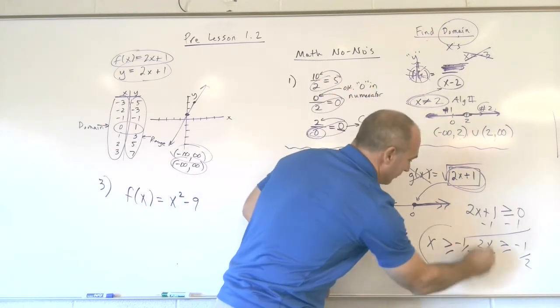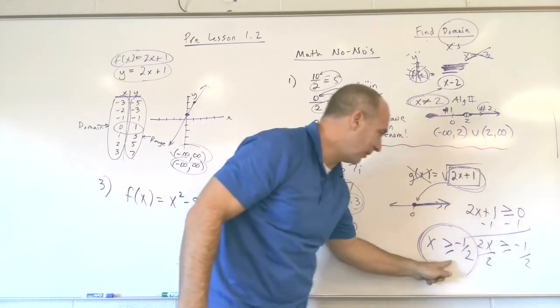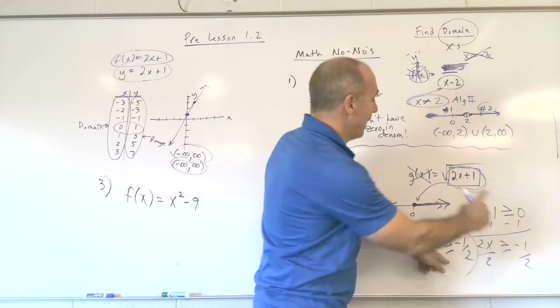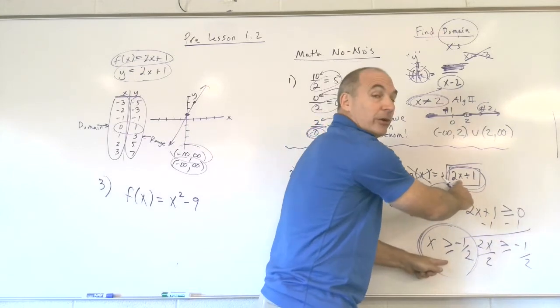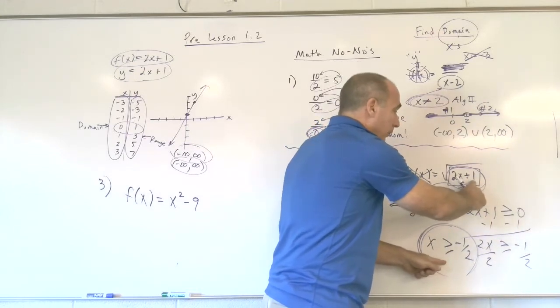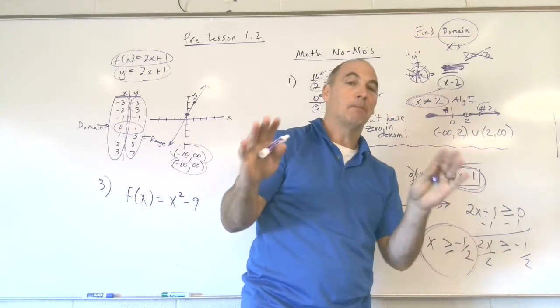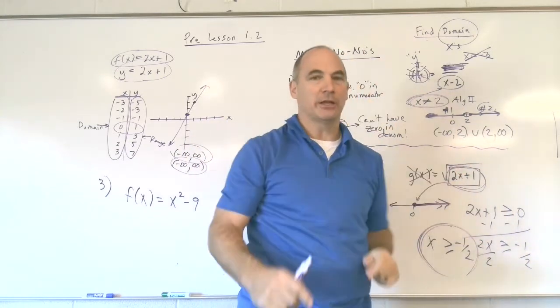Now, this is my answer. So pick something greater than negative 1/2. Okay, 0. Plug it back in. What's 2 times 0? 0. 0 plus 1? 1. What's the square root of 1? I don't really care what the answer is. I just care that it's mathematically possible. That's all that this is kind of talking about.